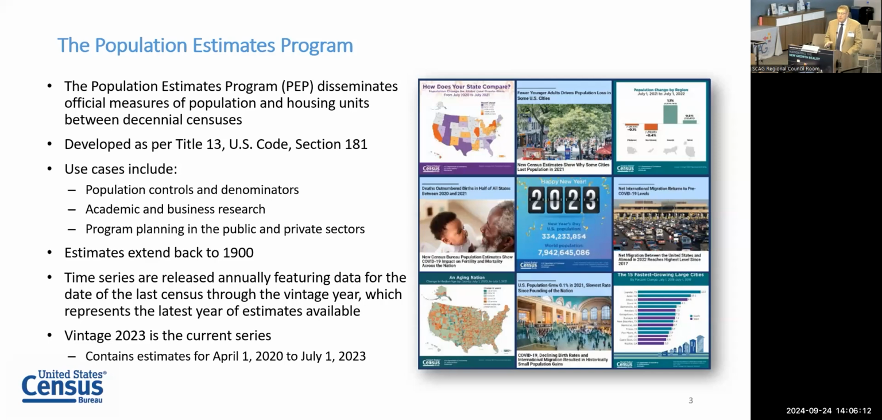So every year we make a vintage of estimates, and the vintage means it's a time series. It goes back to the most recent census. So we do this as of July 1. That's our reference date. So we have released vintage 2023. We're going to start working shortly on vintage 2024. So that's going to be a time series from April 1st, 2020 up until July 1st, 2024.